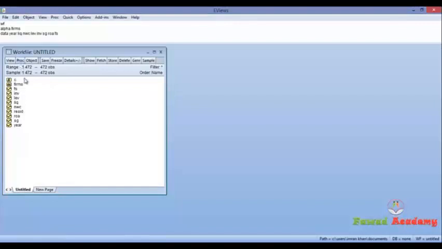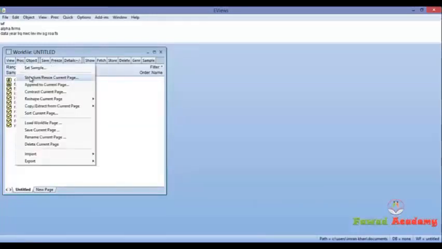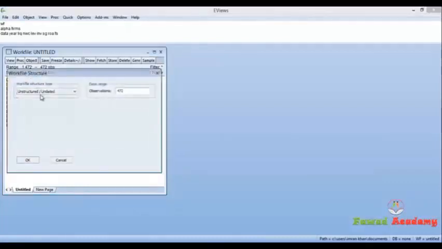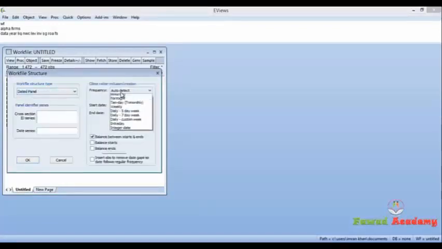For converting the data into panel data, go to Proc, click on Structure/Resize Current Page, and select the workfile structure type as Dated Panel. In frequency, if your data is annual, insert annual here, and in this box insert the starting date of your data, which in my case is 2006, and the ending date is 2013.